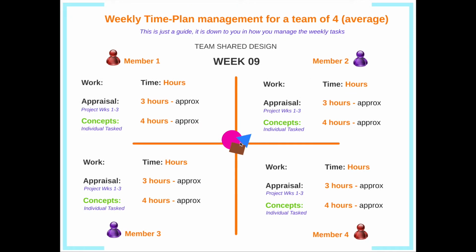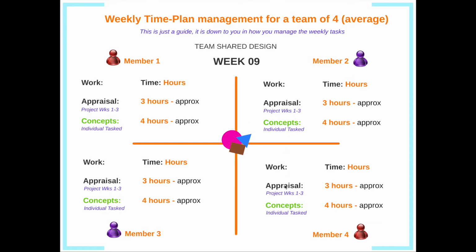I've done a chart here to kind of imply what I think you should be doing. We've worked out the type of tasks you need to finish and the amount of time you need to do them in against the time you are allotted in this course. So for example, in week 9 last week, I was recommending that you spent about 4 hours each approximately on your concepts for your final design, and about 3 hours each on your appraisal, working on project weeks 1 to 3 for your appraisal.